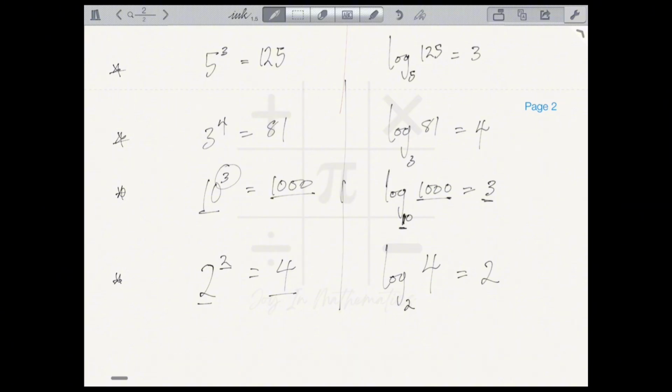In our next video, we'll take more examples to understand the concept of how indices and logarithm can be related.